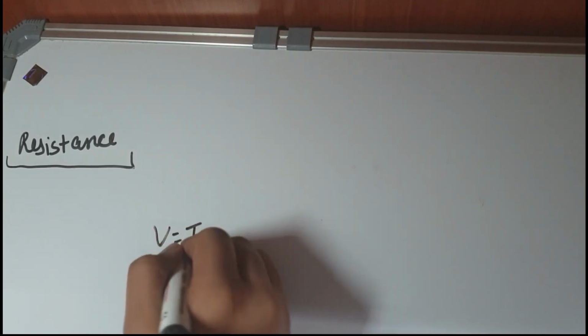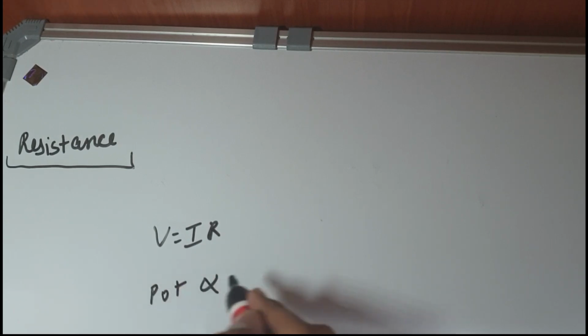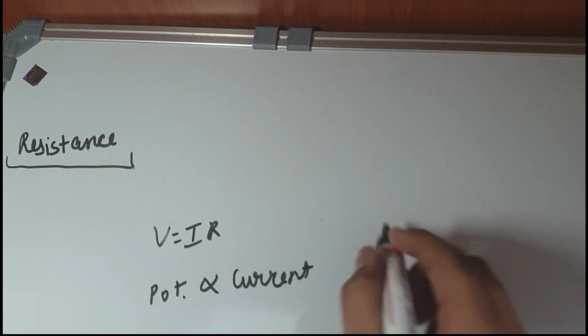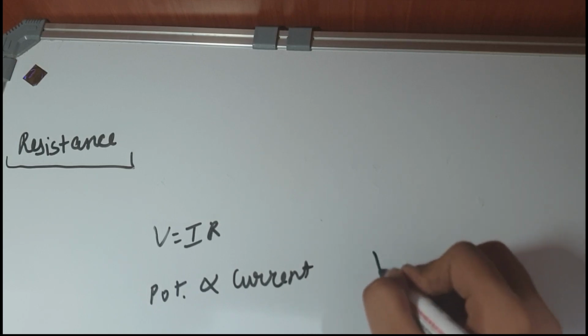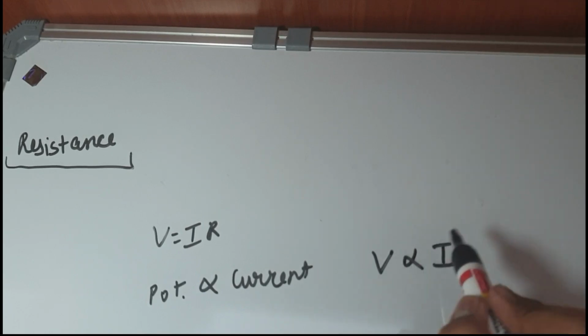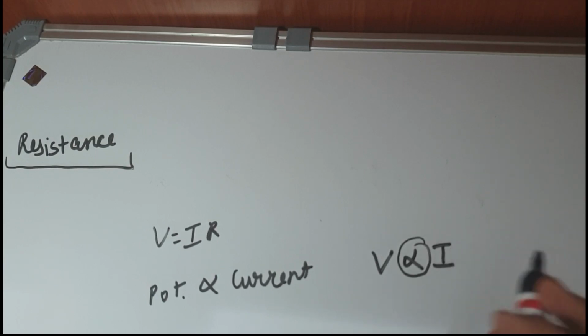Before continuing, I want to explain this, which is based on Ohm's law. First I will give you the formula, and then we will derive it. According to Ohm's law, the potential difference in a circuit is directly proportional to the current. Mathematically, potential difference is denoted by V, which is directly proportional to I, the current. To remove this sign of proportionality, we add a proportionality constant. In this case, the proportionality constant is R, the resistance of the circuit. So V is equal to IR.